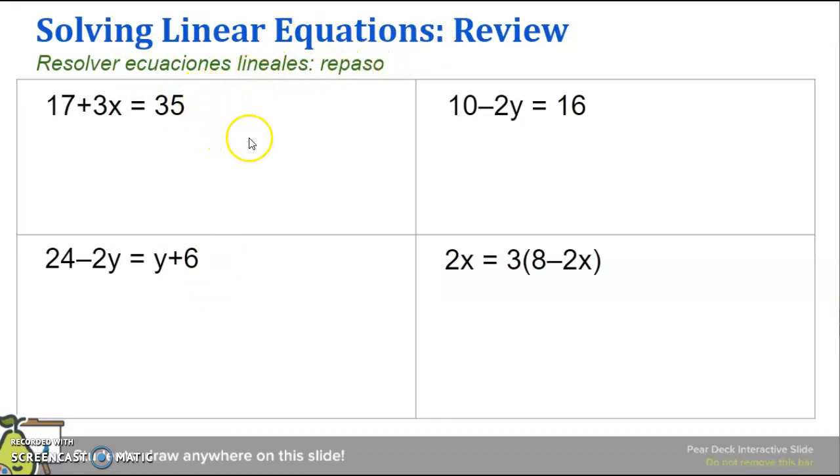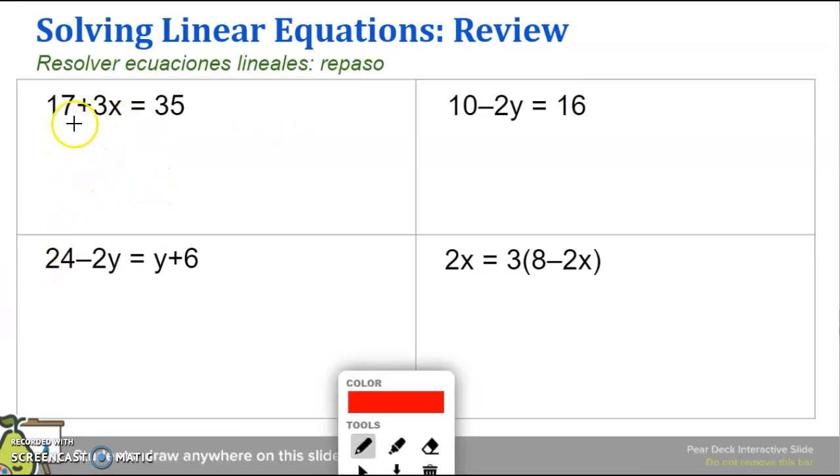Okay, so because this is going to be helpful for us to go back to when we come across this kind of thing. The first thing is, when you're being asked to solve, that means you're being asked to find the value of any missing variable that makes the equation true. Okay, so we have 17 plus 3x is equal to 35. So how do I solve this?